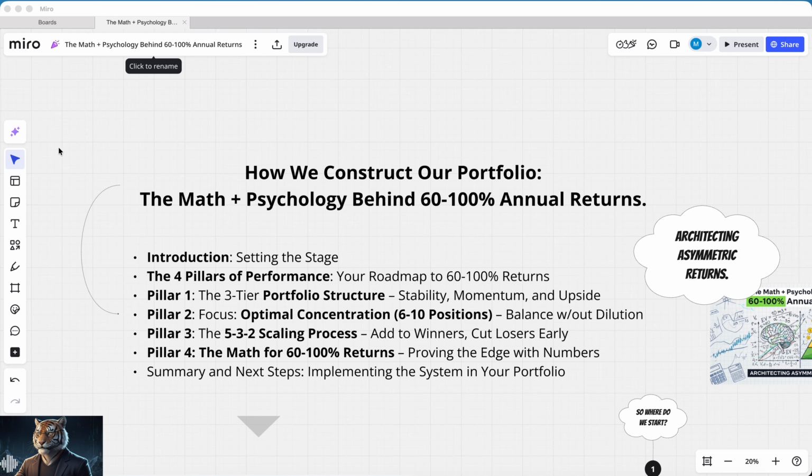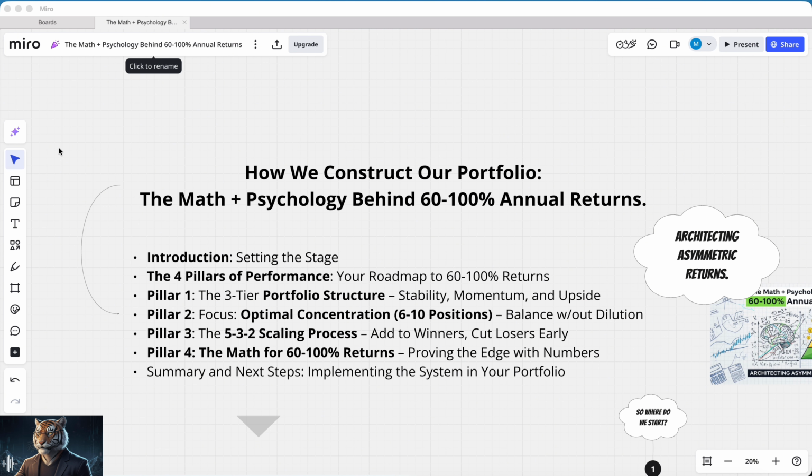So we're going to focus on understanding how we construct our portfolio and very much the math and the psychology behind the 60 to 100% annual returns. Ideally, more math, less emotions, and then the right type of psychology that gets you to the right results. Now, let's kick it off.